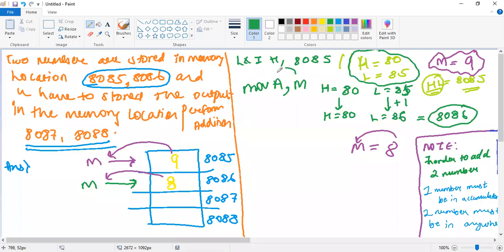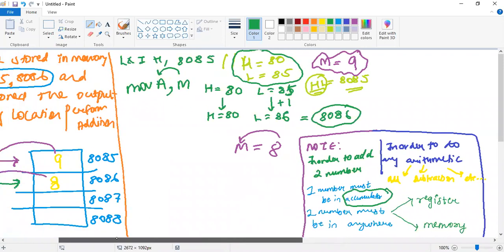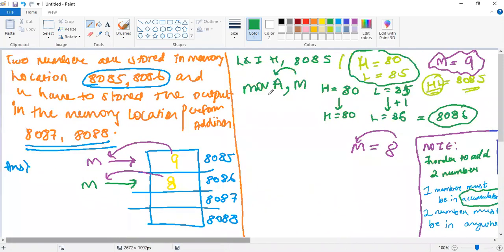Why have I moved it here only? Because as we see in the notes, the one number must be in the accumulator. Therefore I have moved my one number into the accumulator. So now in A there will be 9. See, in M there was 9, so when I moved M to A, in A there will be 9. Now I have to increment H.